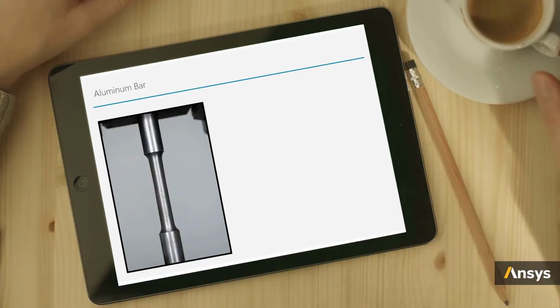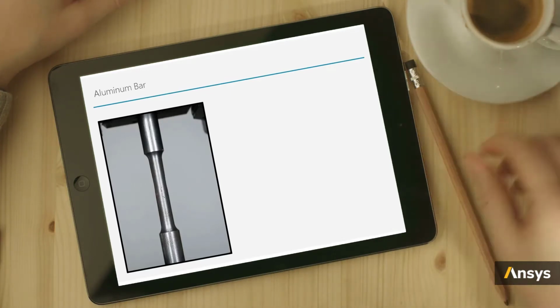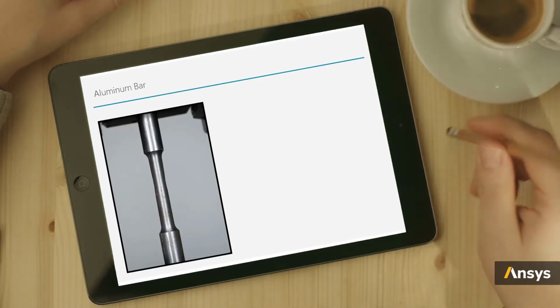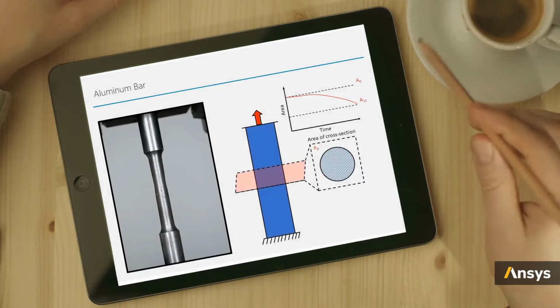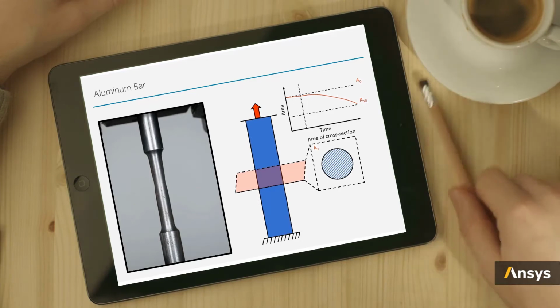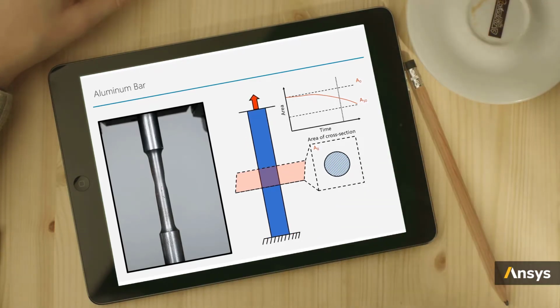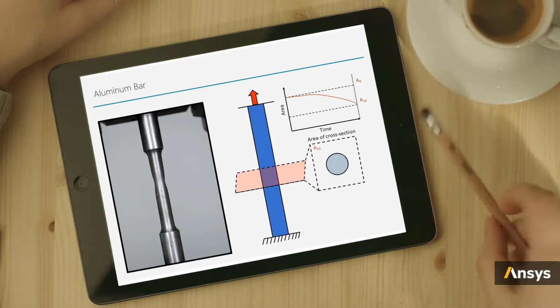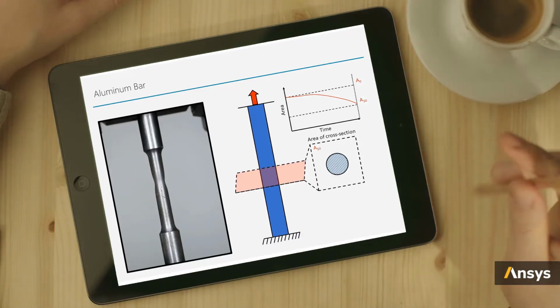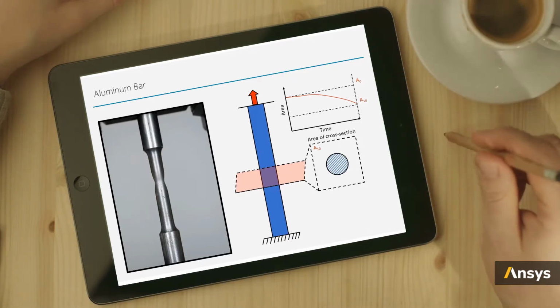Take for instance an aluminum bar that's under tensile or compressive loading. As the load increases, the bar undergoes large deformation. In this process, its area of cross-section increases. So, as the bar deforms, the applied load continues to be distributed over a larger area. This leads to a nonlinear force displacement response, especially at large deformation.